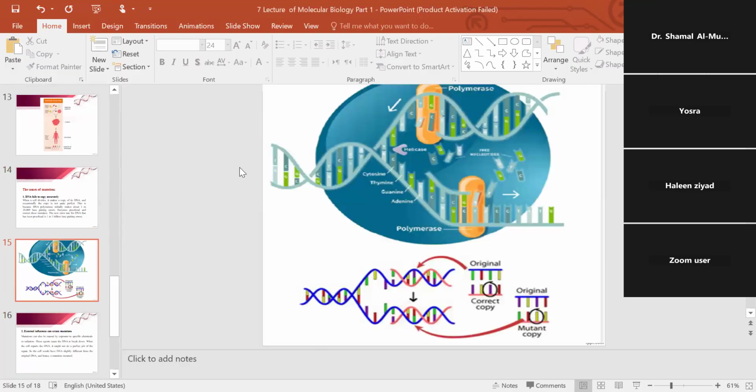Here, I think you saw this picture previously. Here are the two strands of the DNA, and when one of them is replicated, one becomes the correct strand, and in the other a mutation happens.